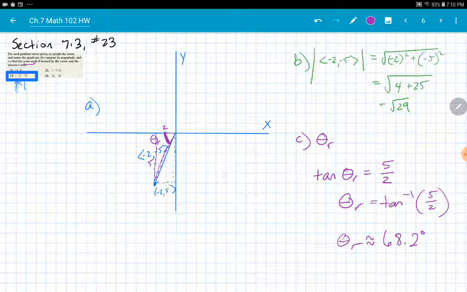And notice that this matches up with the formula given in the text, which is that the reference angle is equal to the inverse tan of the absolute value of the vertical component over the horizontal component. I took the absolute value because I want this little angle, so I'm treating it like an acute triangle.